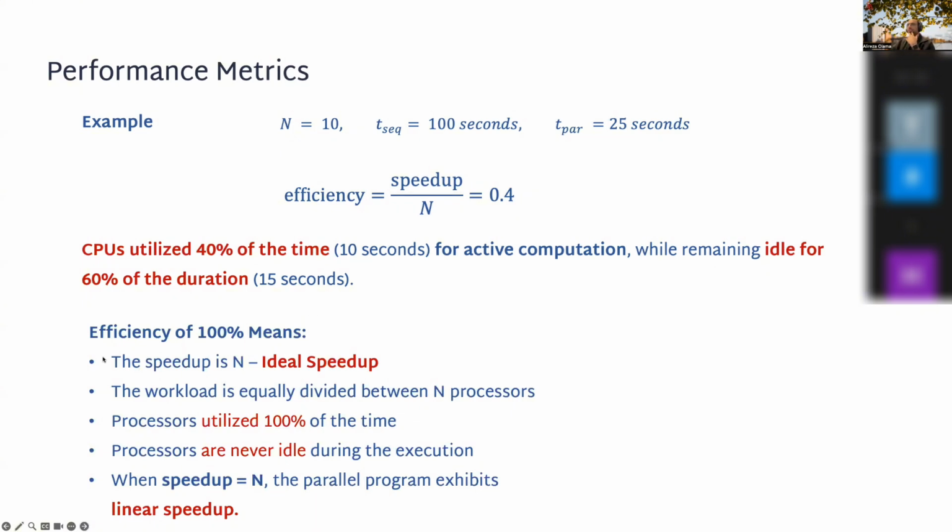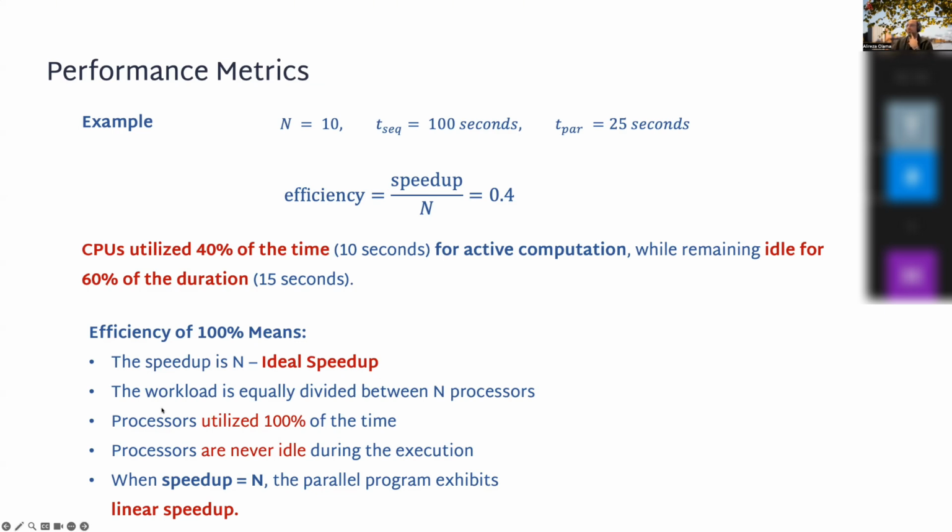But let's see what an efficiency of 100% means. It is really rare to have 100% efficiency, but let's see what it means. The first thing it means is that the speed up is n in this case, because if the efficiency is 1, well, it means that the speed up is n, right? So we have the ideal speed up that we talked about earlier a little bit.